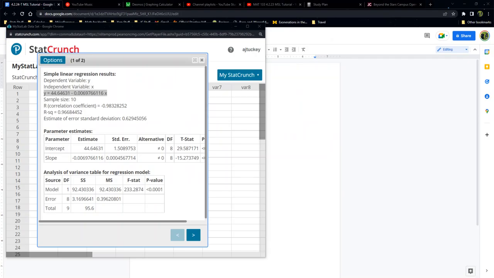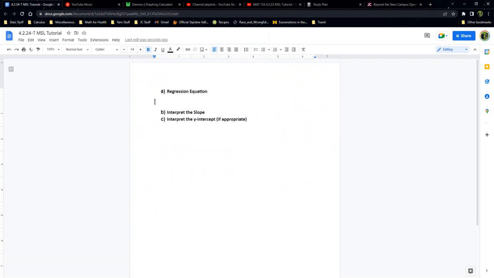Okay, I made a Google document here. So for part A, it was the regression equation. So that's that piece right there. And again, they wanted only 1 decimal place here, and they wanted several decimal places here, so I think it went to 8 right there.